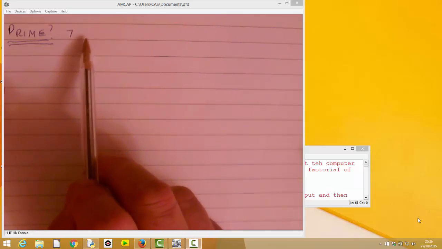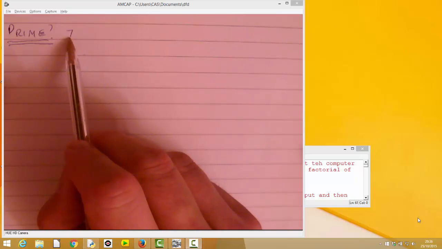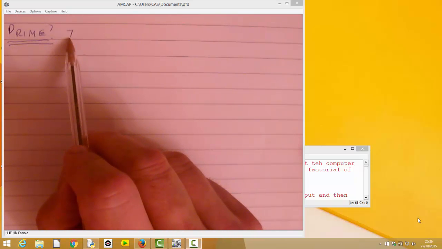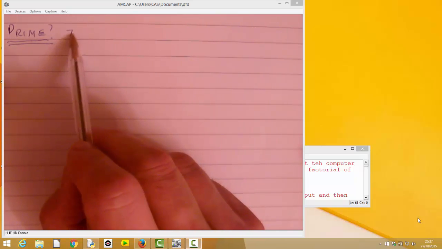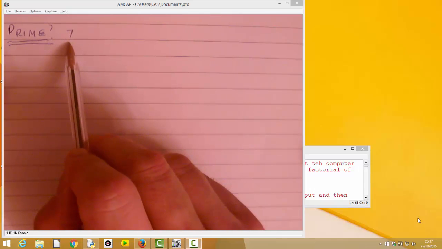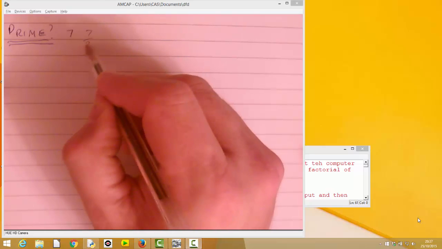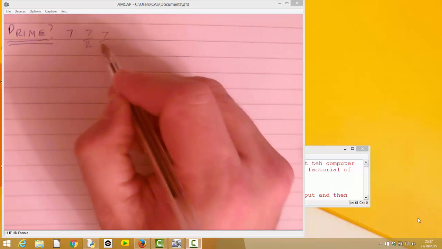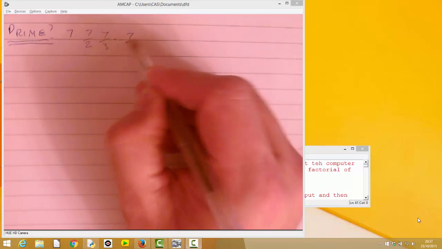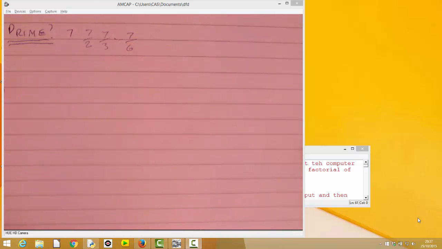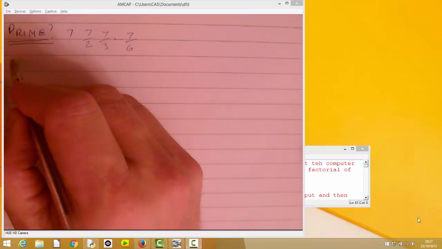So I've got to do the test. Obviously we don't divide by 1, because every number is divisible by 1. We obviously don't divide by itself, because every number divided by itself is 1 anyway. So we're going to have to do 7 divided by 2, 7 divided by 3, all the way up to 7 divided by 6. So let's just have a quick think about those.